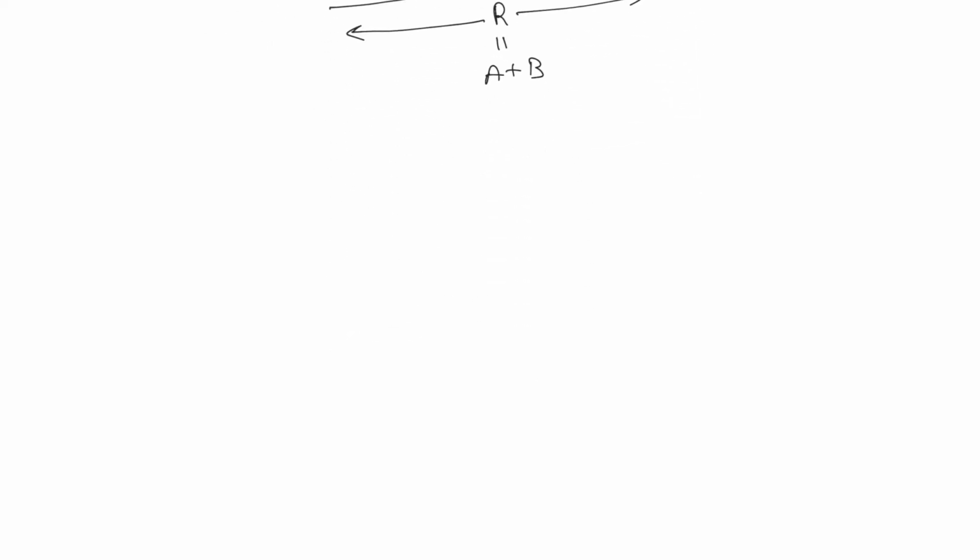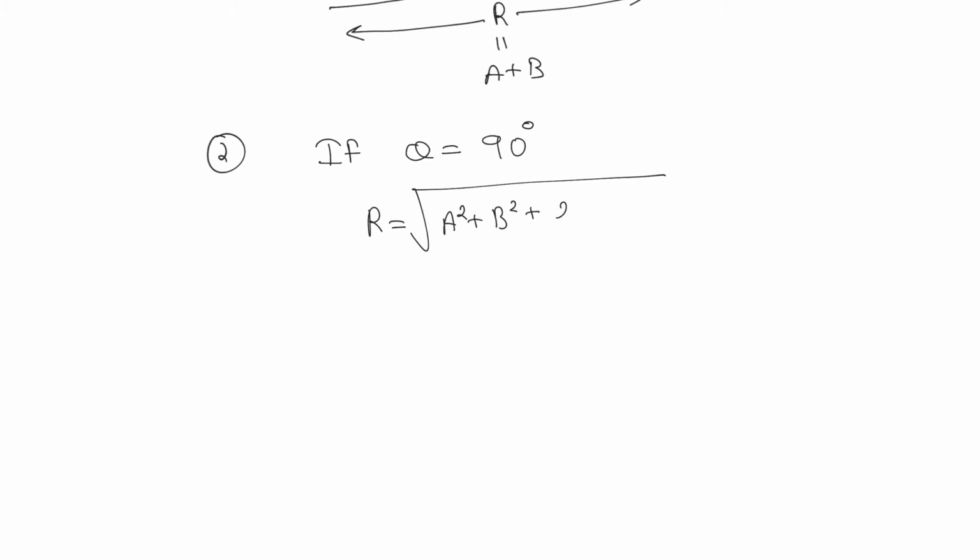Now I'll consider the second case, that is, if the angle between them, the value of theta, is equal to 90 degree. If theta is equal to 90 degree, then according to this equation, r is equal to under root of a square plus b square plus 2ab cos of 90. But we know that the value of cos 90 is equal to 0. So the value of r will be equal to under root of a square plus b square.